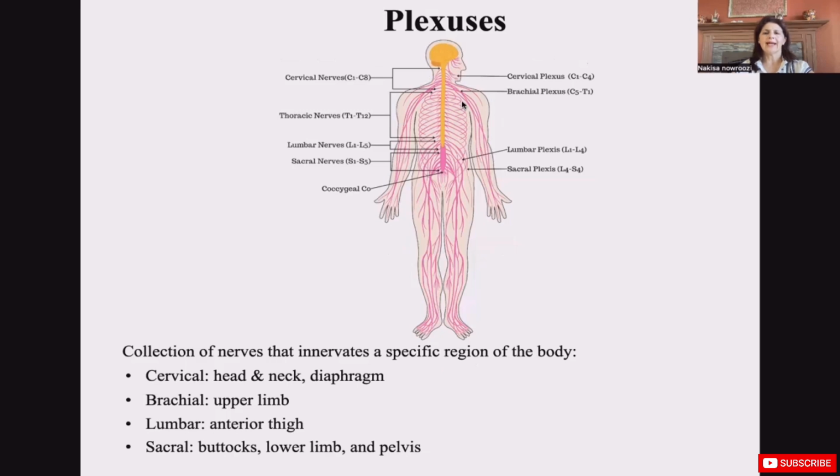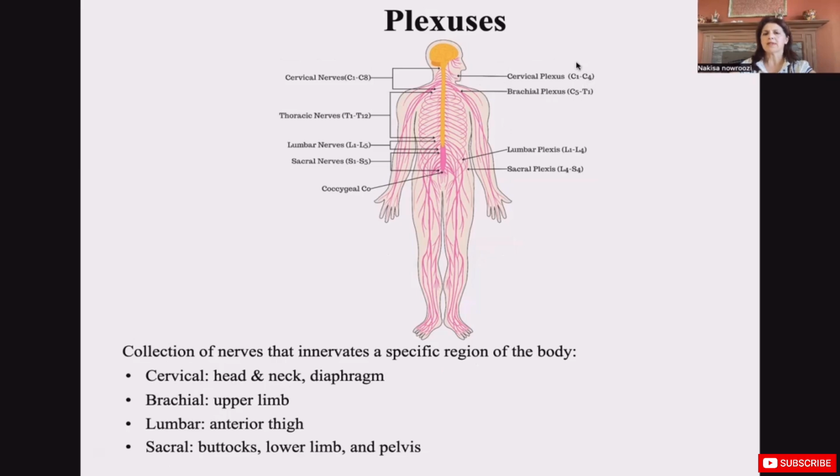Here we're looking at plexuses. Plexuses are a collection of nerves, kind of like braiding, that innervate a specific region of the body. For example, you have cervical plexuses. They innervate the head, neck, and diaphragm. Brachial plexuses innervate the upper limb. Lumbar innervates the anterior thigh, and sacral innervates the buttocks, lower limb, and pelvis. So it's marked for you here.